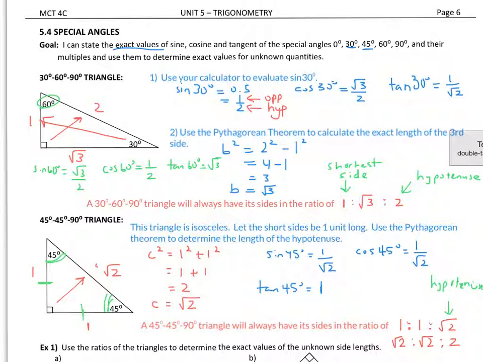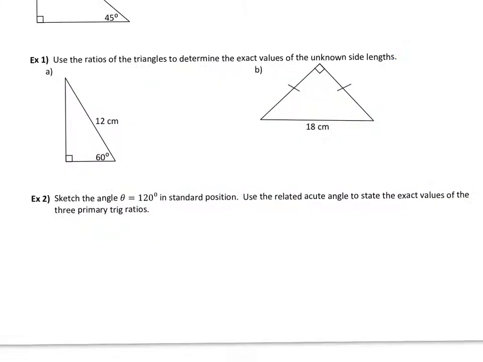So knowing what the ratios of our special triangles are, ratios of the side lengths, is really important here. You should be able to redraw this triangle and label the sides in the ratio of 1, 2, square root 3, or for the 45, 45, 90, the 1, 1, square root 2. And then we can use that information to help us solve some problems. All right. We're going to talk about the 0 and the 90 degrees in a bit, in another lesson.